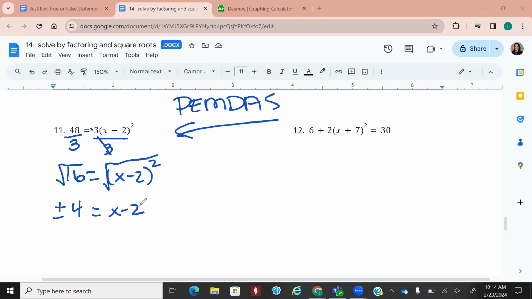Okay. Now, we're going to move that 2 to the other side, so we're going to add that 2 to the other side. Watch the chaos. So we got 2 plus 4 and 2 minus 4. Well, what's 2 plus 4? 6. 2 minus 4? Negative 2. Okay, so here are our solutions.